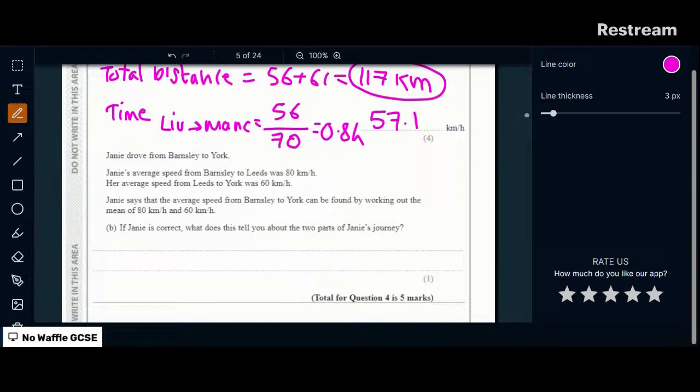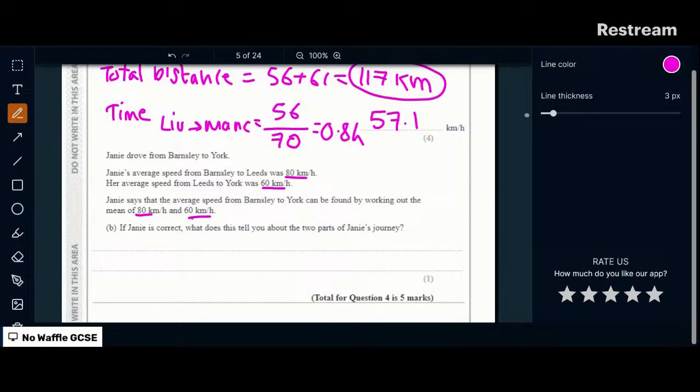Okay, Janie drove from Barnsley to York. Janie's average speed from Barnsley to Leeds was 80 kilometers per hour. Her average speed from Leeds to York was 60 kilometers per hour. Janie says that the average speed from Barnsley to York can be found by working out the mean of 80 kilometers per hour and 60 kilometers per hour. If Janie is correct, what does this tell you about the two parts of Janie's journey?